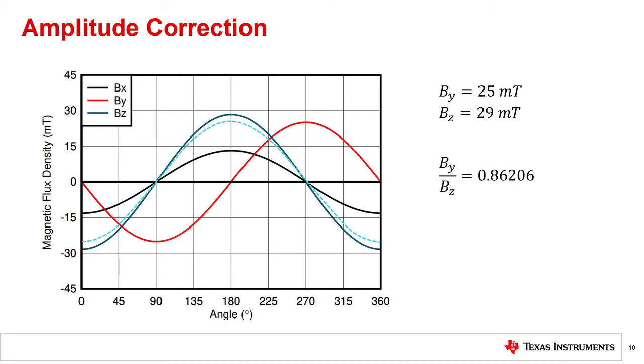In our example, BZ measures about 29 millitesla, while BY measures 25 millitesla. If we scale down BZ by 86%, we will expect less than 0.5% of mismatch between the two signals, and the resulting angle error from these sources will become virtually non-existent. This function is built into devices such as TMAG5170 to help quickly enable this measurement for all alignment options.